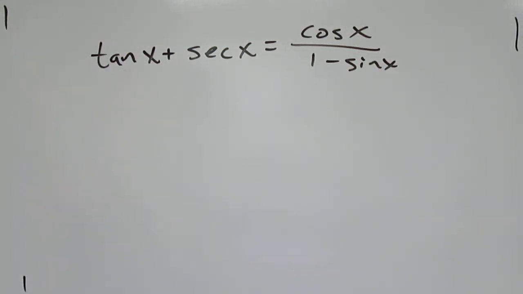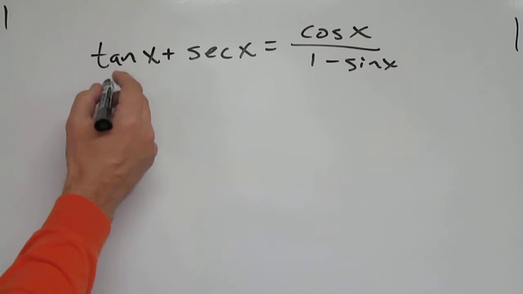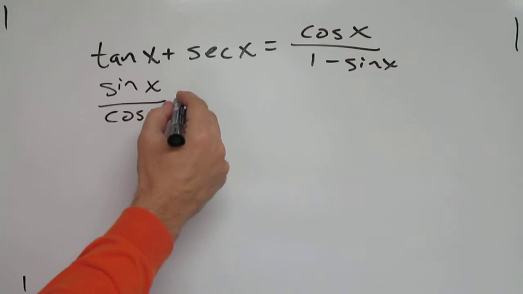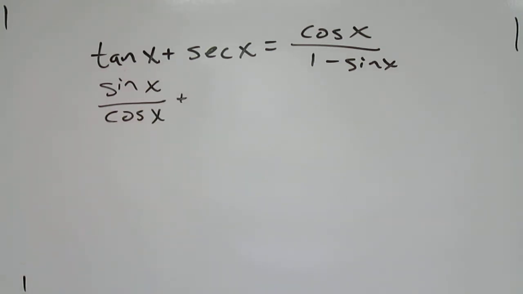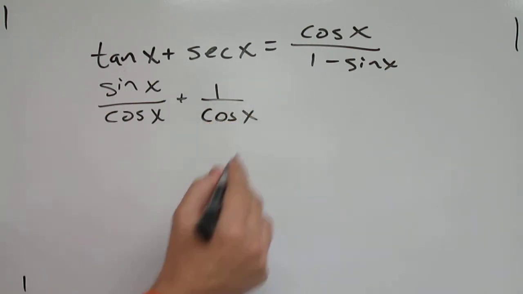Now, my suggestion is that you always want to start with making changes to what is the more difficult side. Okay, and that's in General Strategies on page 456, they say that. And if you can't figure out what to do next, change everything into a function of sine and cosine. What I'm going to do is I'm going to go ahead and try to work with the left side. So I'll change tangent into sine of x over cosine of x. That's using the quotient identity. And secant, using its reciprocal identity, is 1 over cosine of x.